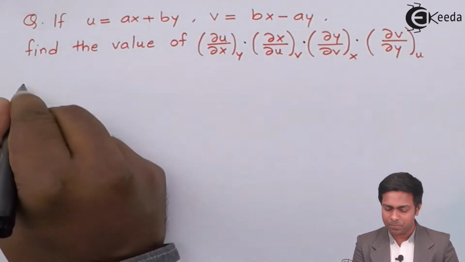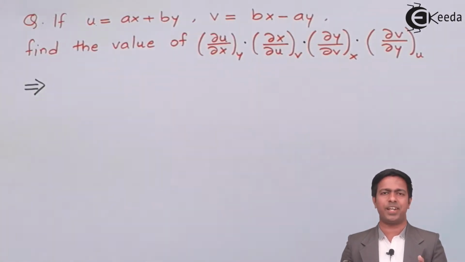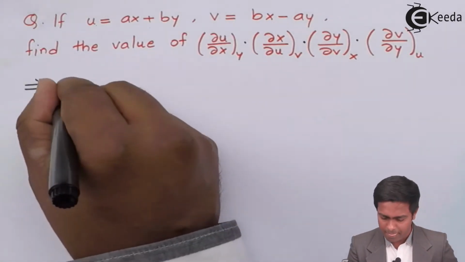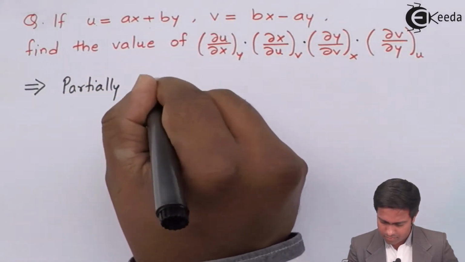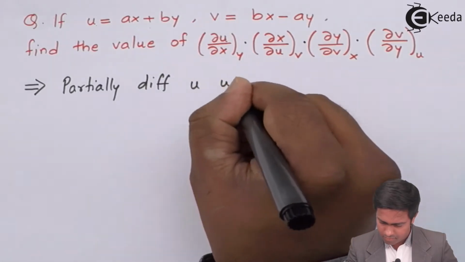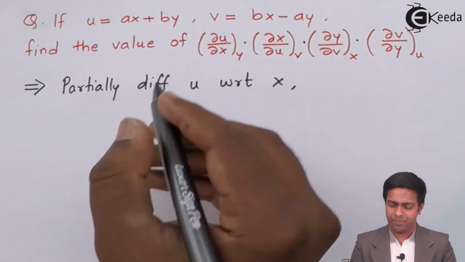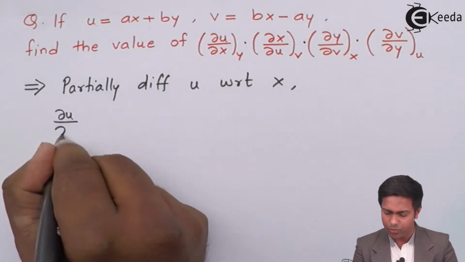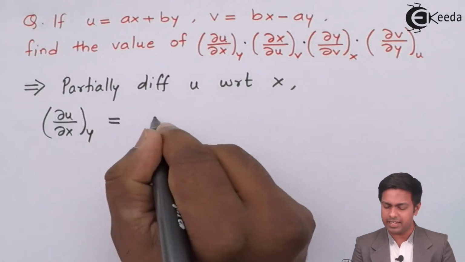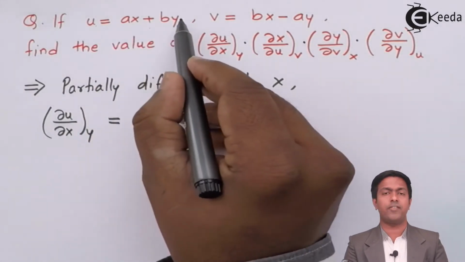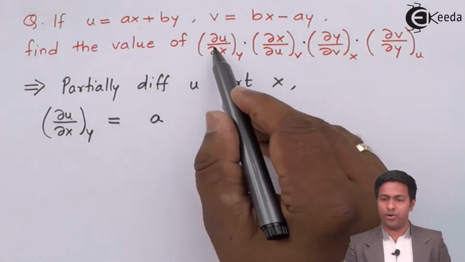So I'll say, partially differentiating u with respect to x by treating y as constant. Now here we'll get del u by del x, treating y constant, the answer as a, and for by we'll get 0, so the final answer is a. Now let's find out the third term first.